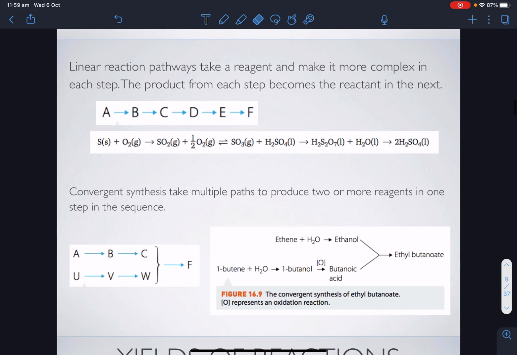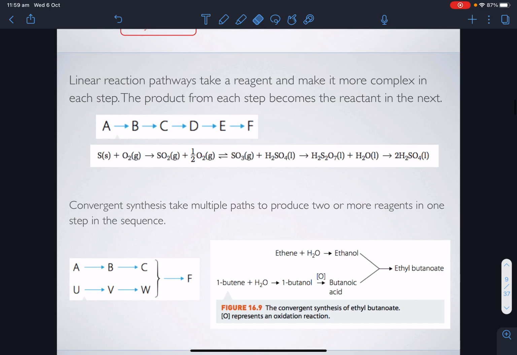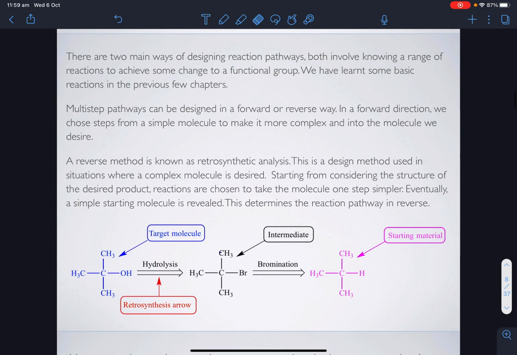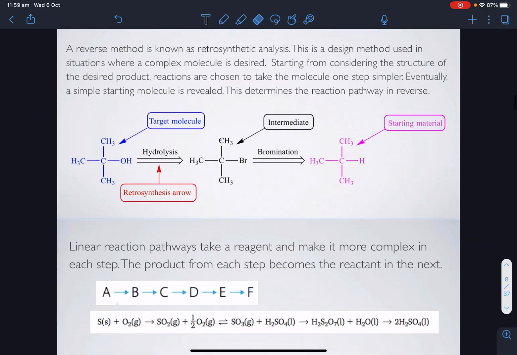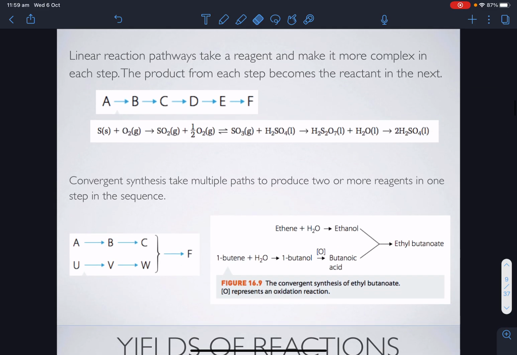Another thing you've got here is this one. It's very linear. It's this step, then this step, then this step. So linear reaction pathways take a reagent and make it more complex in each step, so A to B to C to D to F. Here's an example of sulfur with oxygen making sulfur dioxide, reacting with oxygen, making sulfur trioxide, and then sulfuric acid. This is the contact process that we're going to talk about. I forget what that guy's name is, and then water, and then we get to all the sulfuric acid.